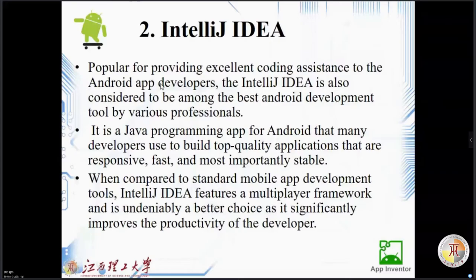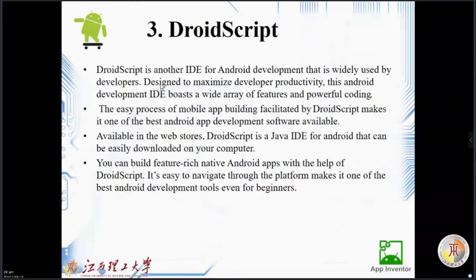Throdescript is another IDE by developers and it is designed to maximize productivity. This Android tool boasts a wide array of features, powerful coding, and the easy process of mobile development facilitated by this makes it one of the best ones, and it's available on the Web Store. Throdescript is the Java IDE for Android that can be easily downloaded on your computer. You can build feature-rich native Android apps with the help of Throdescript, and it's easy to navigate through the platform, which makes it one of the best Android developer tools.